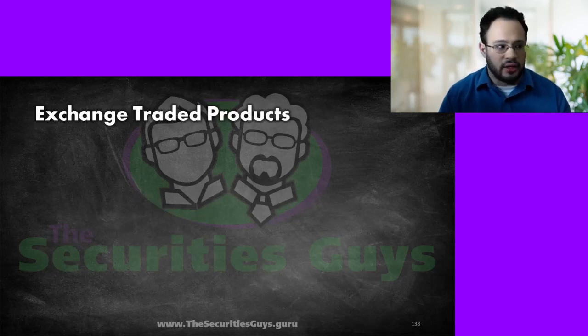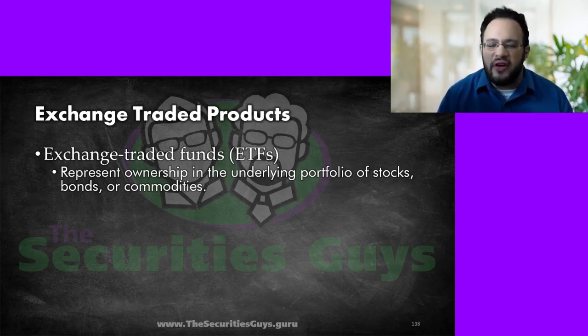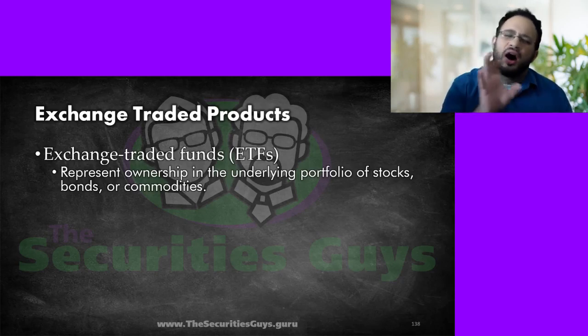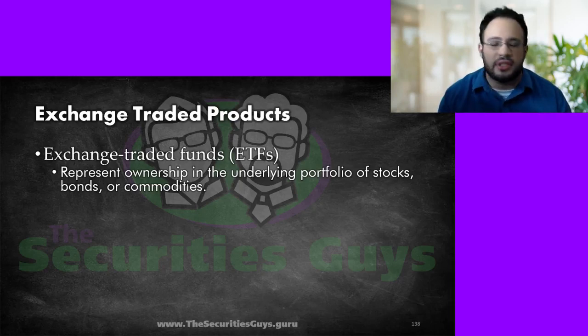Exchange-traded products. Exchange-traded funds represent ownership in the underlying portfolio of stocks, bonds, or commodities. Exchange-traded funds are very, very similar to closed-end funds. Their exact difference: ETFs are a little more transparent. They've got some slight differences.